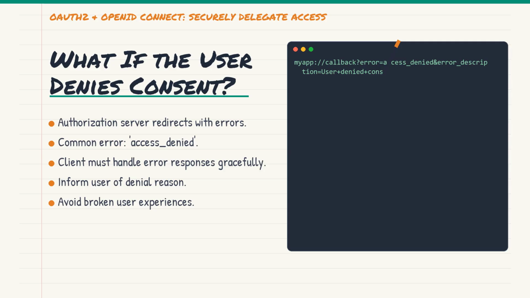The client application must be designed to gracefully handle these error responses. It should inform the user why access was denied and perhaps suggest alternative actions or retry options. It's crucial that the client doesn't try to force the user or enter a broken state.